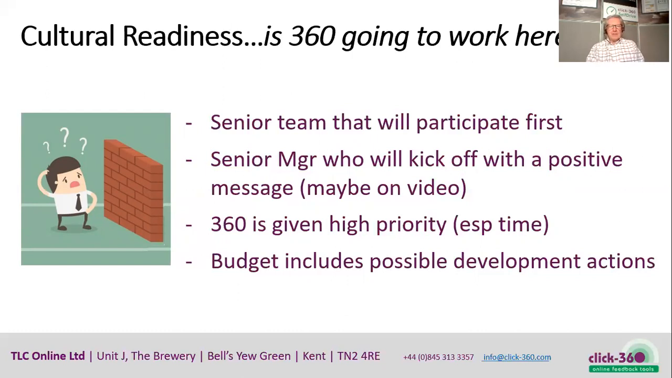All of those things are indicators that that 360 is going to work. Where it's going to be difficult, where the culture won't support it, is going to be demonstrated by things like autocratic leadership style, where there's a command and control approach, or the opposite end of that spectrum, a very laissez-faire leadership style. Everything's pretty much optional. Neither of those are good indicators for a successful 360.